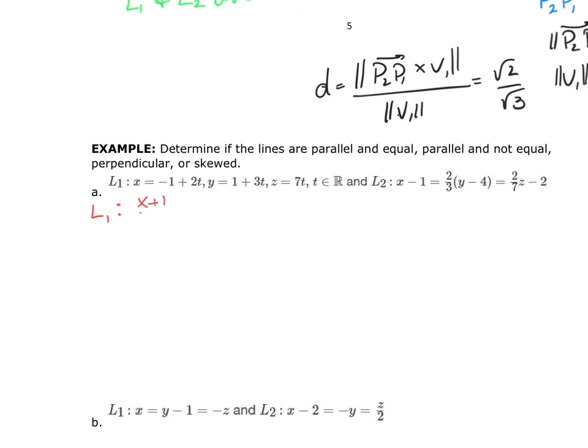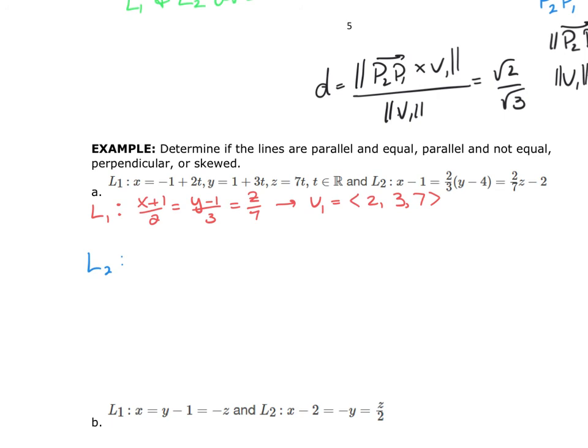So x plus 1 divided by 2 is equal to t. Similarly, on this one, I'm going to do y minus 1 divided by 3. And then my last one is going to be z divided by 7. So my directional vector, V1, is going to be 2, 3, and 7. So I'm going to do the same thing with line 2. Oh, look at that. Line 2 is already set up for me.